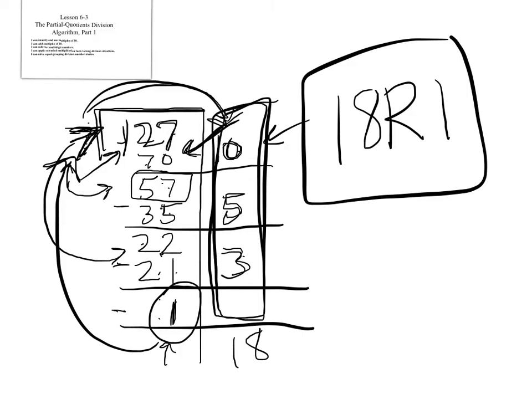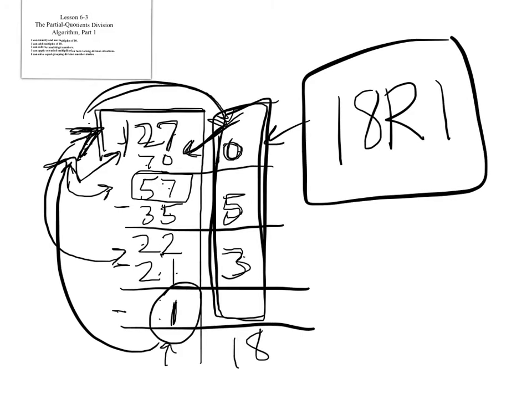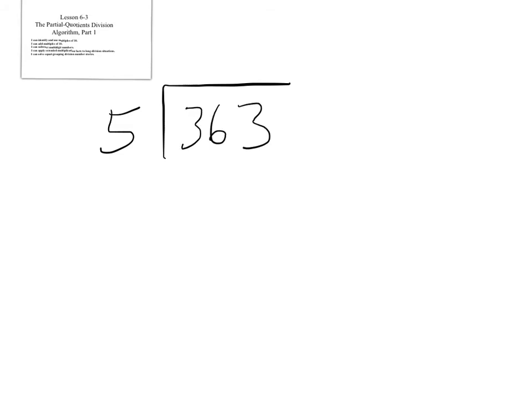Okay, let me do another one for you. I'm going to erase this and get another one. Let's do 5 as the divisor, and we'll do 363 as my dividend. Okay, I'm going to draw my lines here.